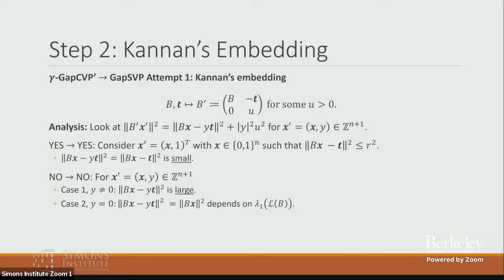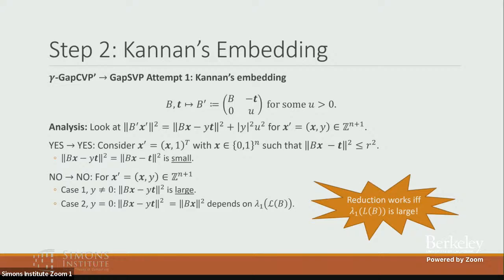Yeah. So in this case, like I was saying, this quantity depends on the minimum distance of the original lattice, which, you know, this reduction would work basically if and only if the minimum distance of the original lattice happens to be large. We don't know in general whether it is. So this is kind of the entire problem with the approach shown in this slide. Why we have trouble showing hardness of SVP.